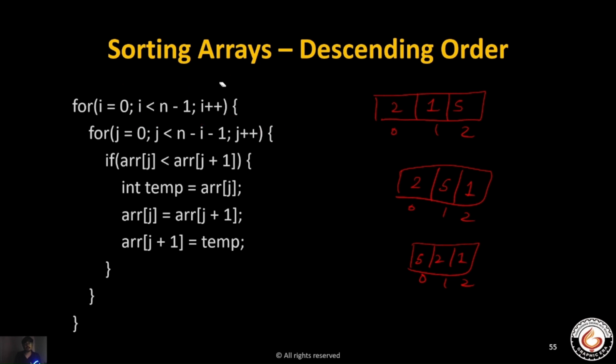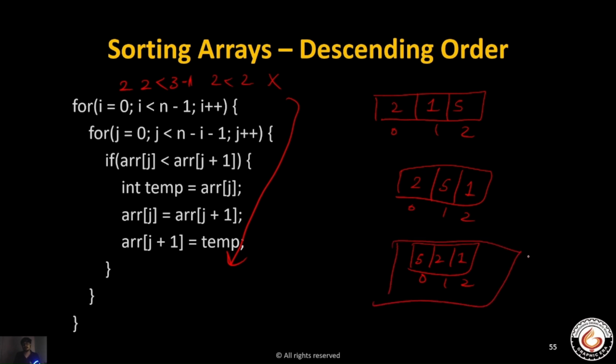Now the value of i will be 2. Is 2 smaller than 3 minus 1? That is, is 2 smaller than 2? No, that's not correct. So we will go out of this loop and we will have a sorted array in descending order.